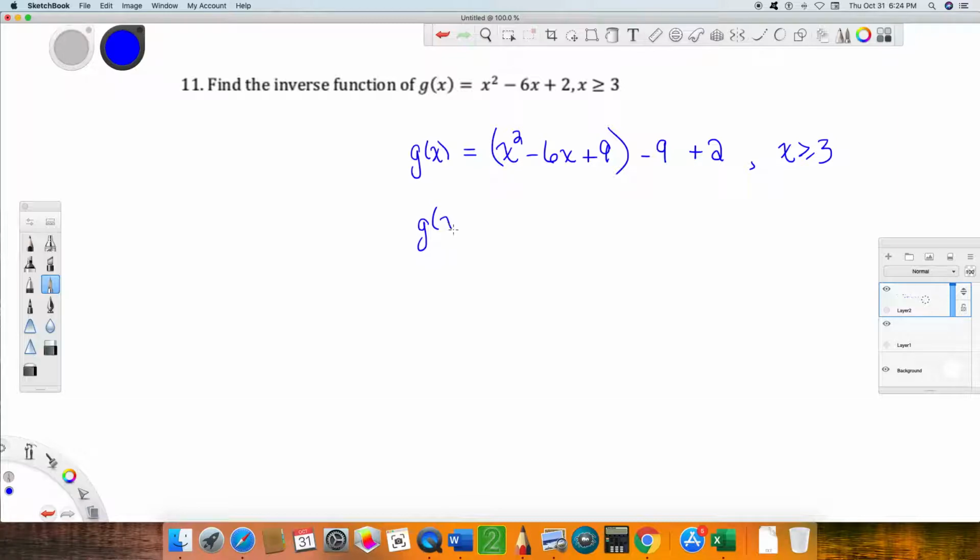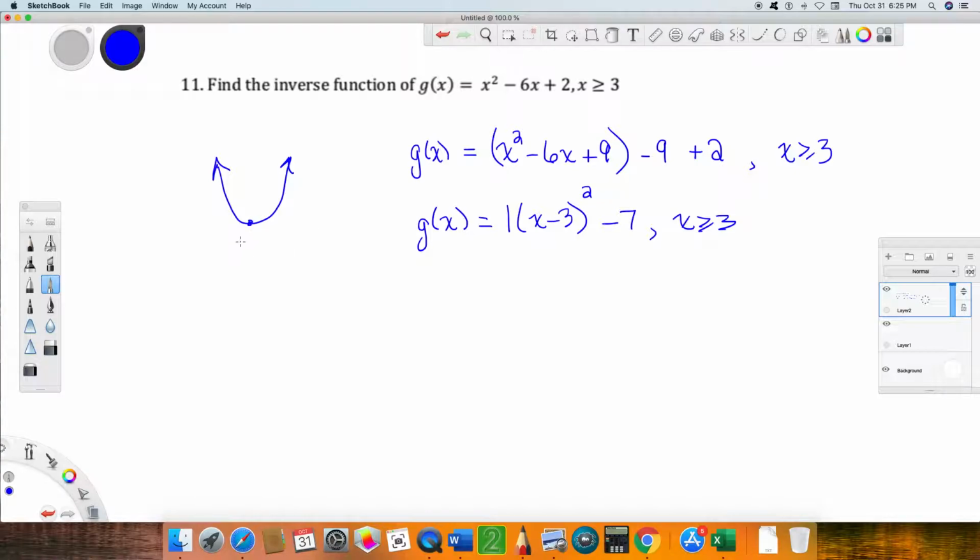So this function g of x can now be rewritten. I can factor that trinomial. Half of negative 6 was negative 3, so I have this binomial x minus 3 squared. And then negative 9 plus 2 is negative 7, and x is greater than or equal to 3. Since there is a 1 out in front and that's positive, I know that the graph is a parabola that opens upward. I know that in this form, what are we subtracting here? We're subtracting a positive 3.